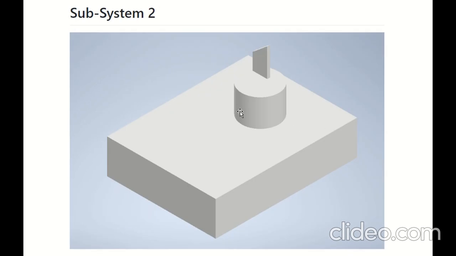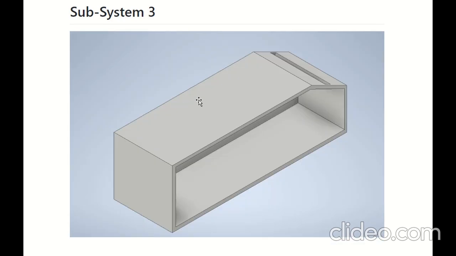This is subsystem 2, which is the cutting and dispensing unit. In this is a servo motor to which a blade has been attached. When the DC motor rotates and stops, the servo motor will rotate by an angle of 90 degrees, by which, with the help of the blade, the tape will be cut.